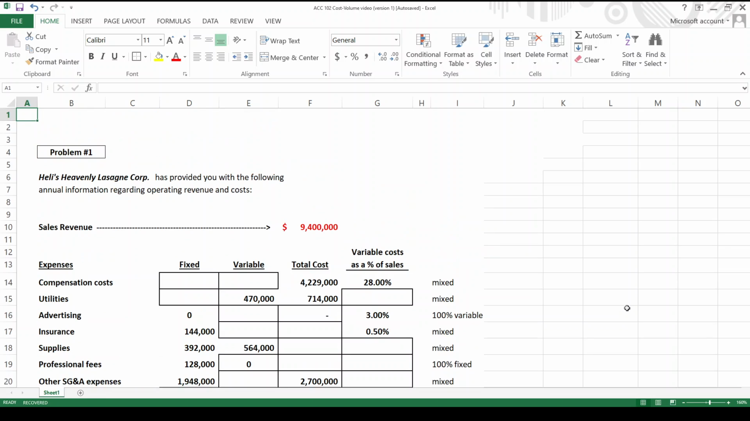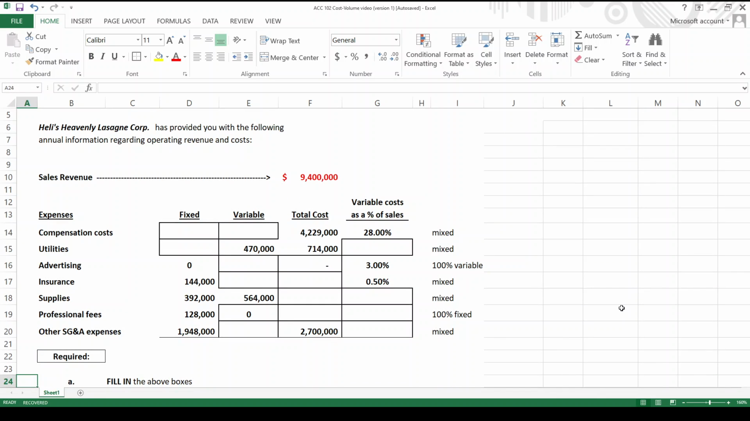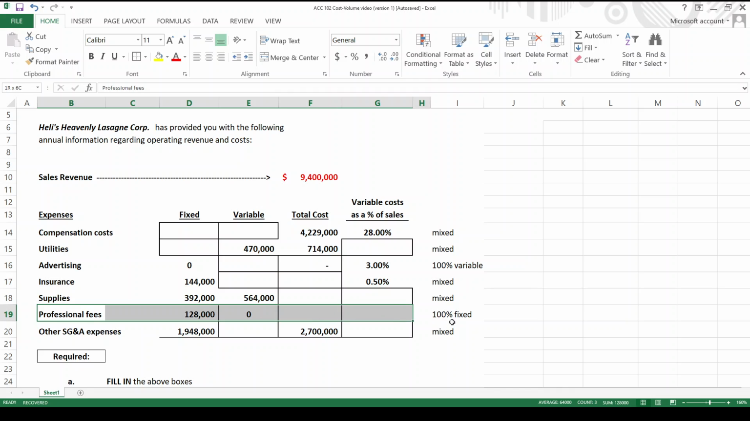This will be a little cost volume video by popular demand. One of the problems looks very similar to this, it's just a different set of numbers. We have three kinds of costs here. We have costs that are 100% fixed. In this example, that would be professional fees. So the accountants, if your sales go up or down, is that going to change their monthly fee? Probably not.